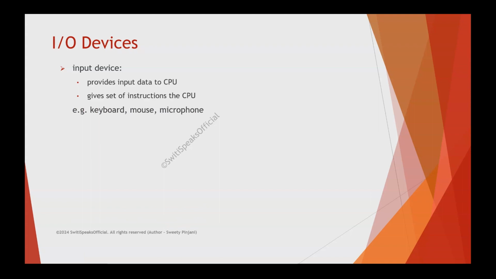Through the microphone, you are providing an audio input. All these are examples of input devices. What is an output device? An output device will receive the results from your CPU. Whatever data is processed by your CPU is received by your output device. This output device helps you to see or hear the CPU output. Examples are a monitor, where you can see the output, and a printer. All these are output devices.